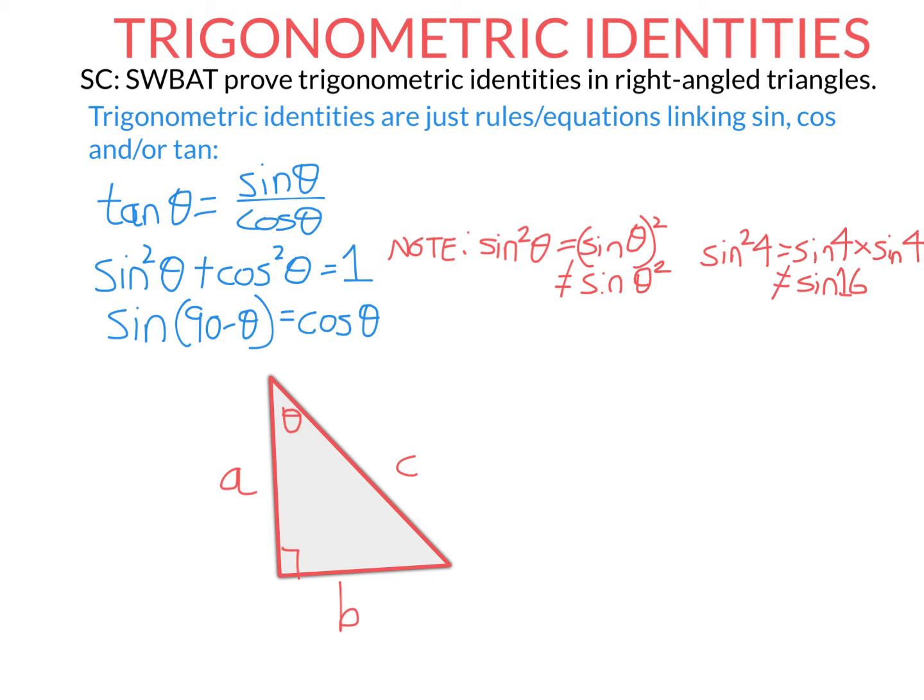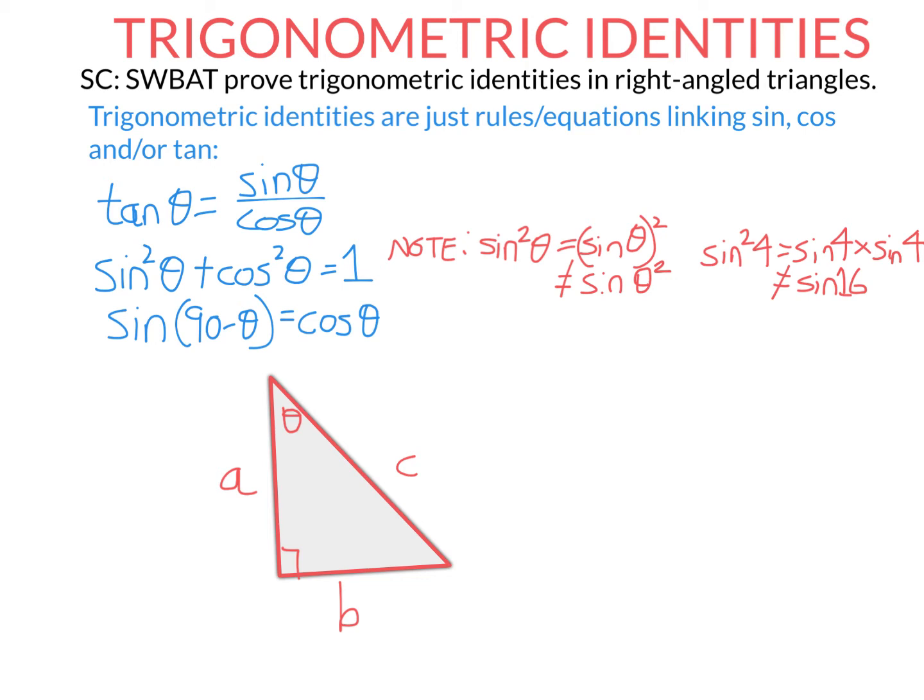These three are very important identities that will keep coming up, but I'm going to leave the proof of the first two as an exercise, and in this video, I'm going to prove the last one here, but these two can be easily proved using right-angled triangles.